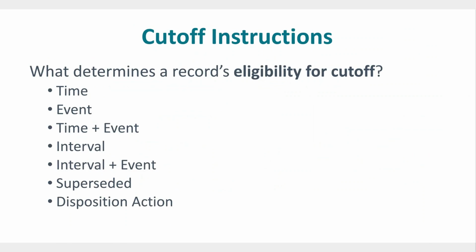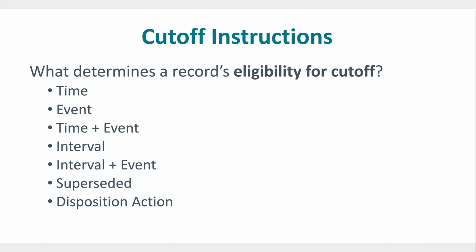So the first one we want to talk about is cutoff instructions. So this is the first thing that happens to a record when it's done being active. So a record becomes eligible for cutoff based on one of these types of events. So it could be time-based. That might be something like the end of a calendar year or the end of a fiscal year. A lot of times for accounting records, they might be cut off at the end of a fiscal year plus a month, maybe just to allow for final entry at the end of the year.